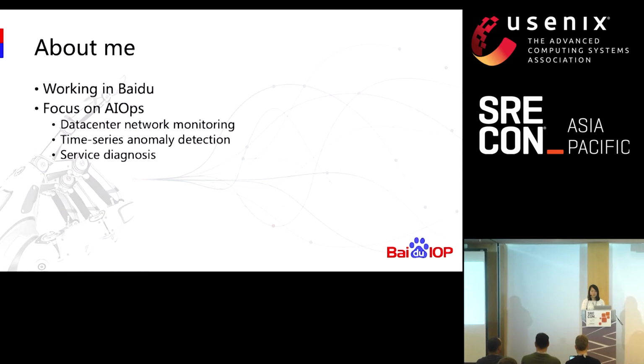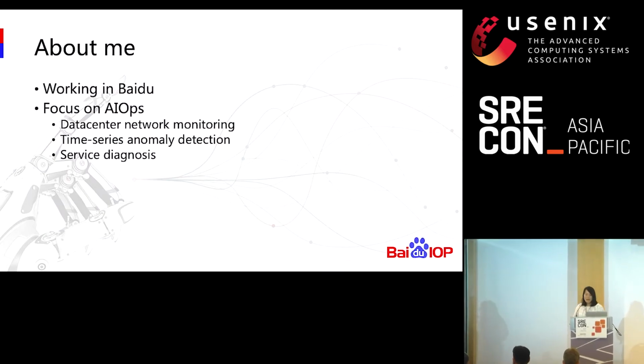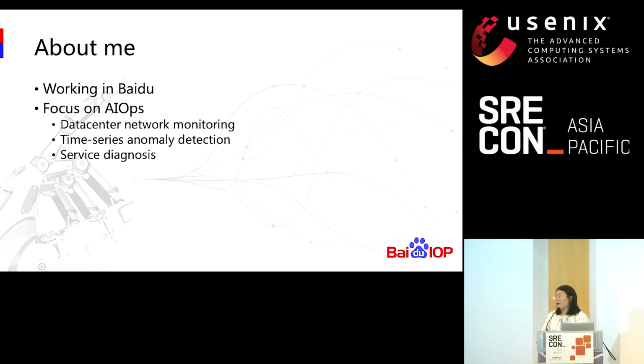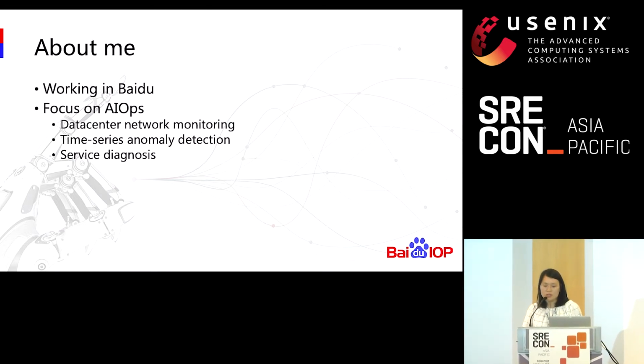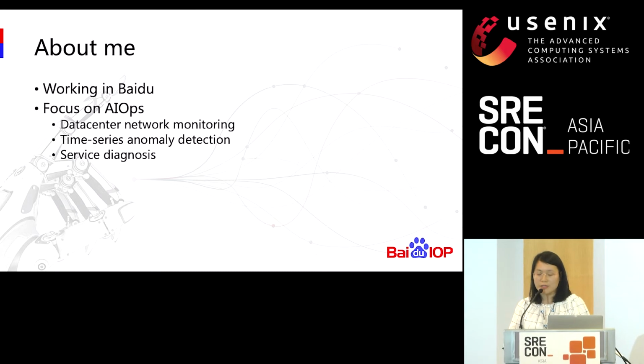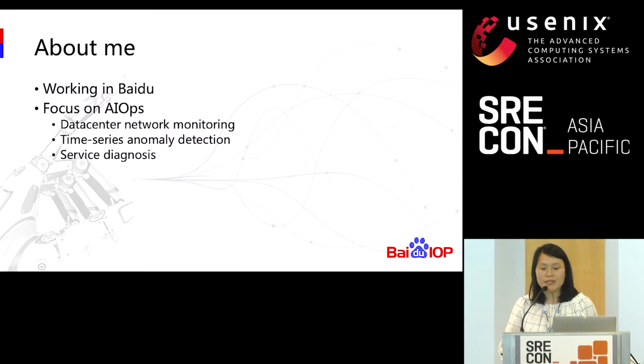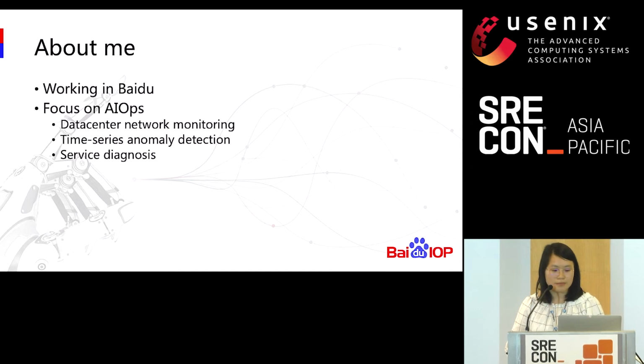My name is Chen. I've been working at Baidu for 4 years, and my work focuses on AI ops, including data center network monitoring, time series anomaly detection, and service diagnosis. Today, I'm going to introduce our work on NetRadar, a data center network monitoring system.